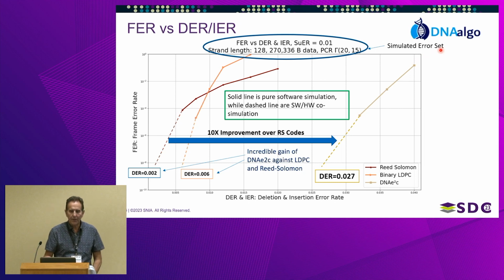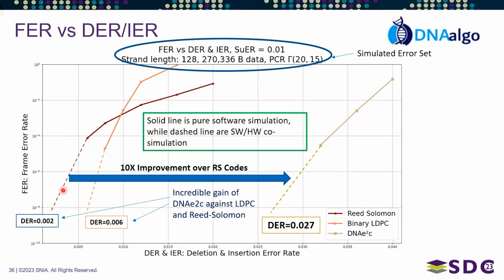It's a specific set of data that would have a substitution error rate of 0.01. We fixed that, and we're going to plot the frame error rate versus deletion and insertion error rate. And it's for a given strand length and a given PCR rate. What we're showing here is that this curve is the Reed-Solomon implementation. And this is saying that in order to get to roughly a 10 to the minus 8 or 10 to the minus 9 frame error rate, the deletion and error rate needs to be around 0.002, the intrinsic error rate, which is quite low. Reality is that in the real world, it's going to be much higher.